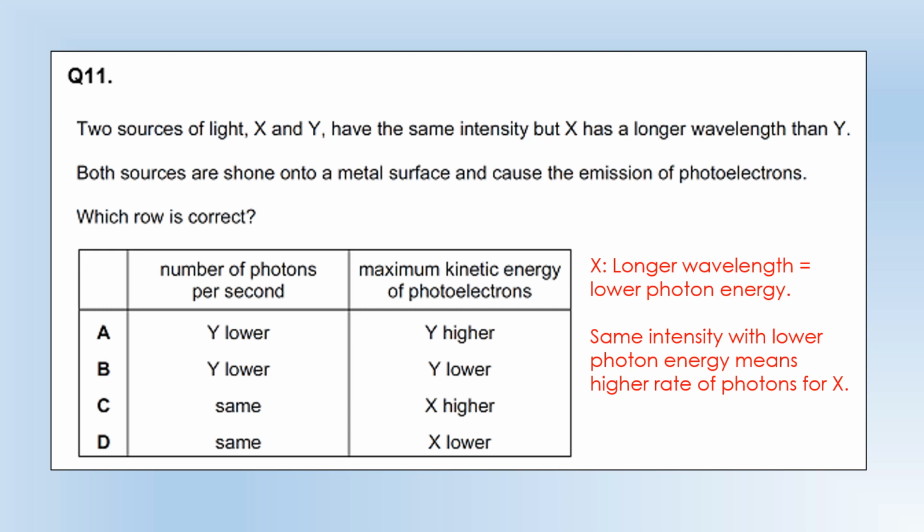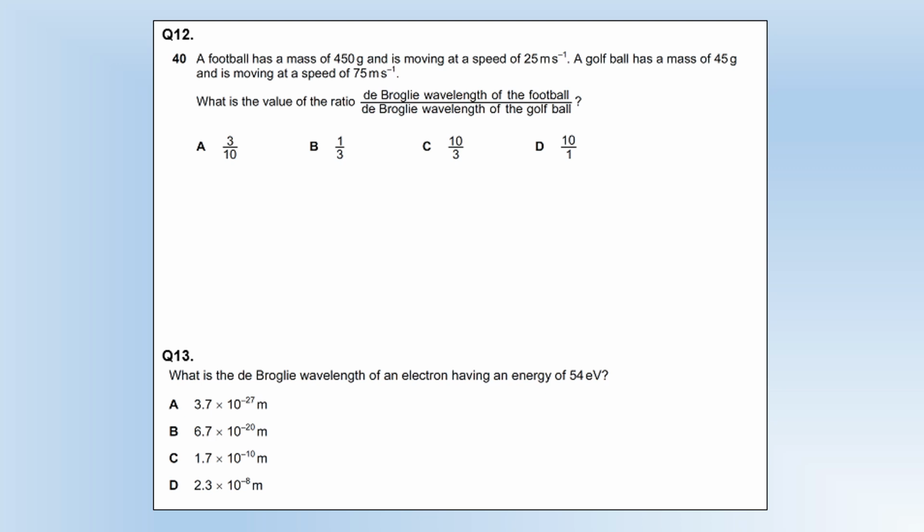If they have the same intensity, and X has a lower photon energy, that must mean it has a higher number of photons per second than Y, so that we end up with the same intensity. So that's the two things we know. So if there are more photons per second for X, that must mean it's either A or B, because we're going to get more emissions from X every second. But Y has a higher photon energy, so it's going to give you a higher maximum kinetic energy, which is why it's option A.